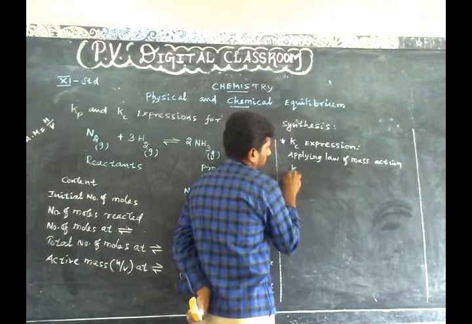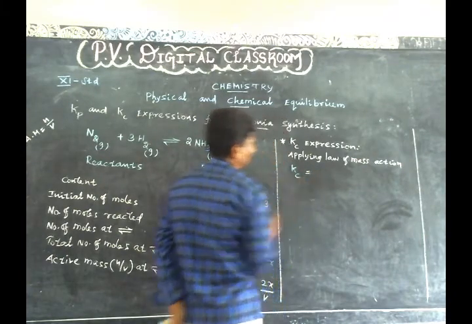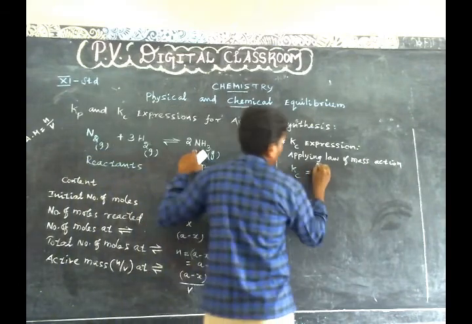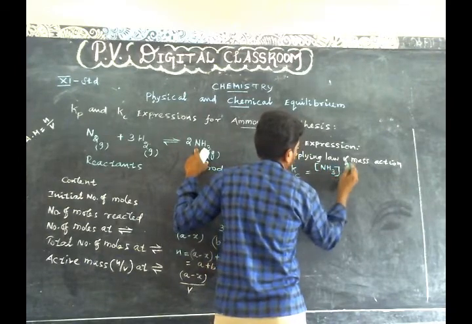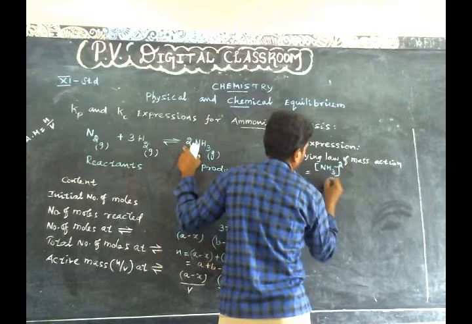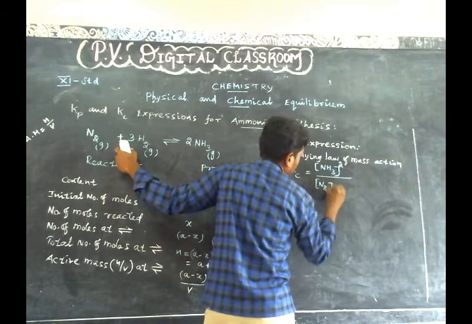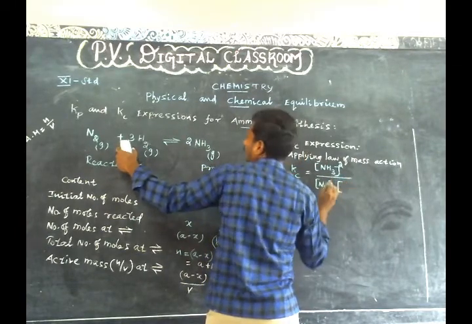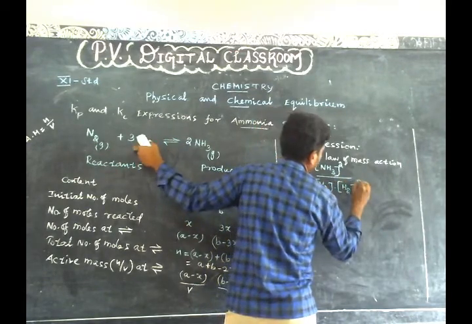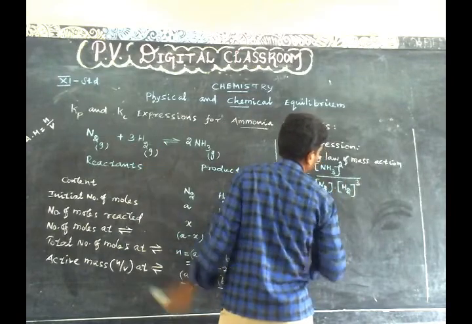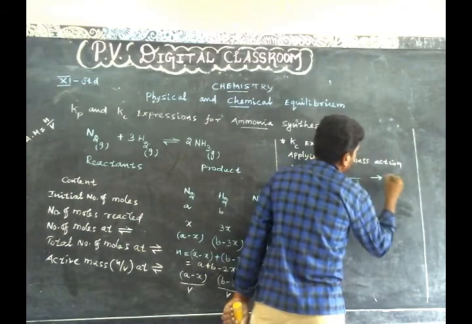The equilibrium constant in terms of active mass, that is Kc, for the given reaction is equal to active mass of ammonia gas whole to the power 2 divided by active mass of nitrogen gas into active mass of hydrogen gas whole to the power 3. This is equation number 1.